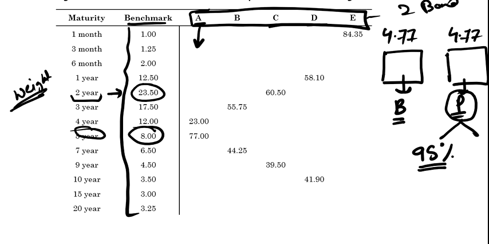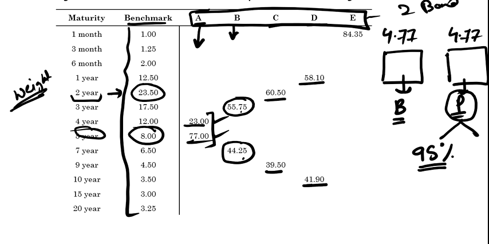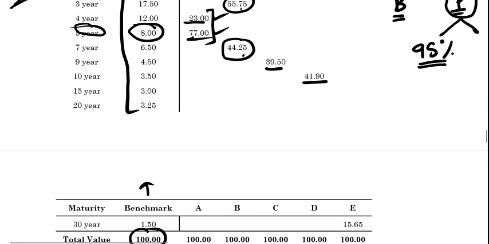Now suppose I am taking portfolio A, where I want to invest in the 4-year bond and 5-year bond. So in the 4-year bond I have invested 23%, and in the 5-year bond I have invested 77%, or $23 million and $77 million. There will be another portfolio, say portfolio B, in which I have invested 55.75% in year 3 and 44.25 in year 5. Similarly in year 2 and year 7, in year 1 and year 9, similarly in 1 month and 30 year.